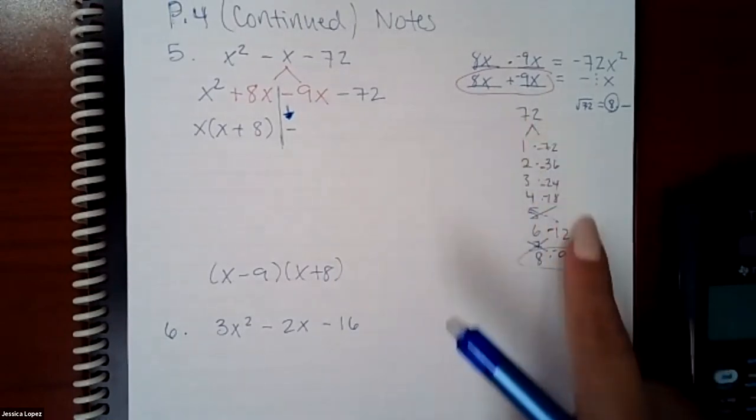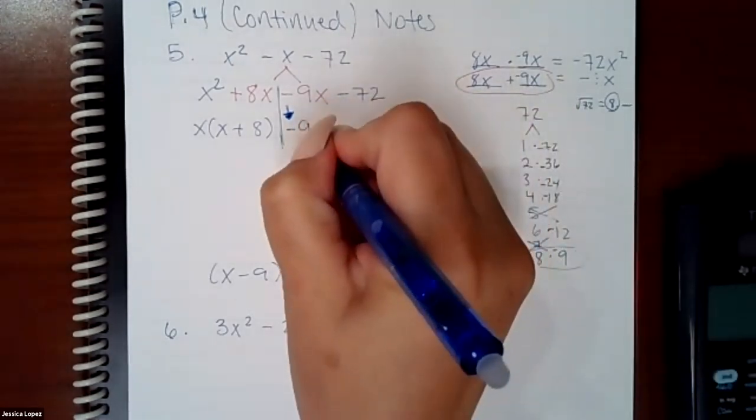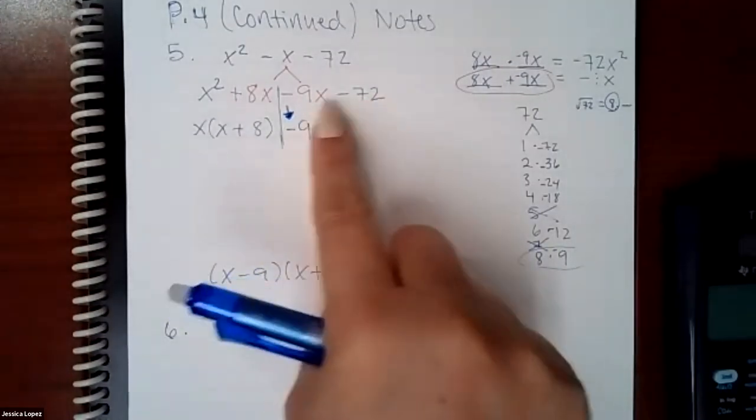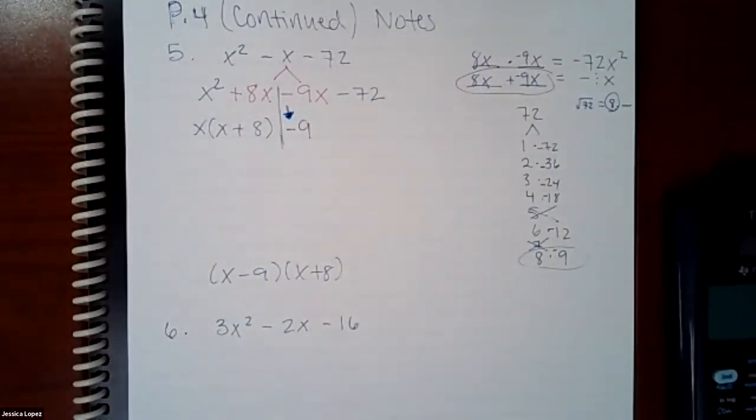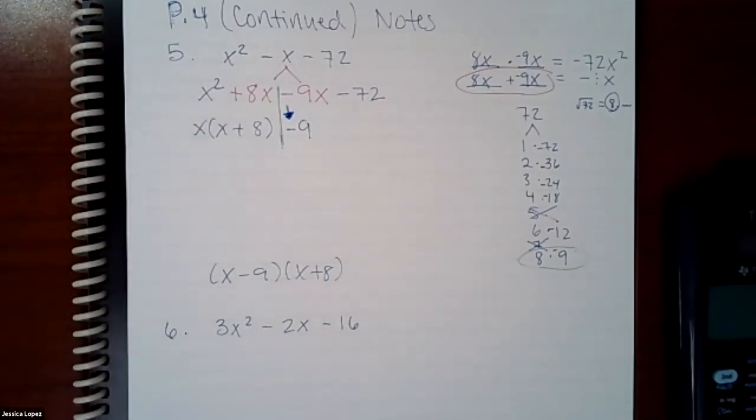I do notice that here in my 72 chart, it can be divided by the whole 9, right? So you want to factor out that whole 9. Yes, they can both be divided by 3, but that wouldn't be the greatest common factor, okay? That would just be a common factor. And you always want to factor out the greatest common factor.